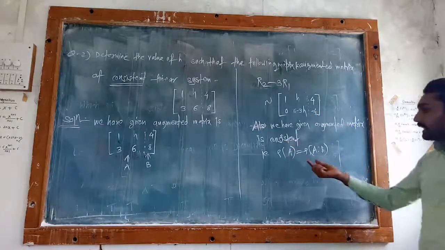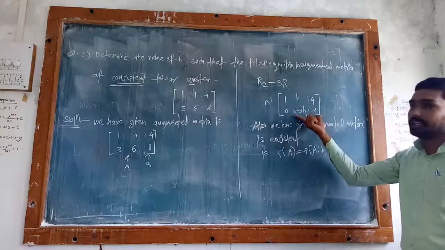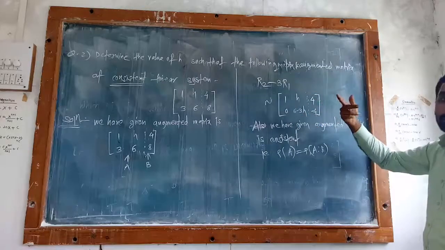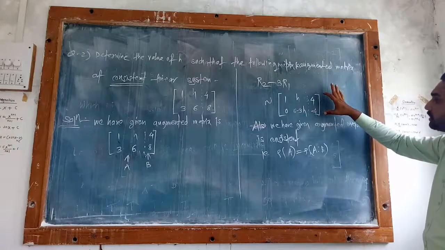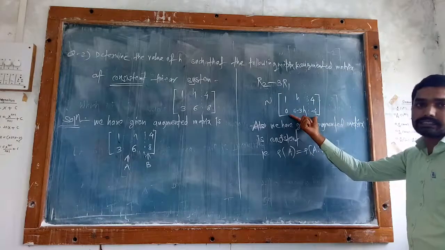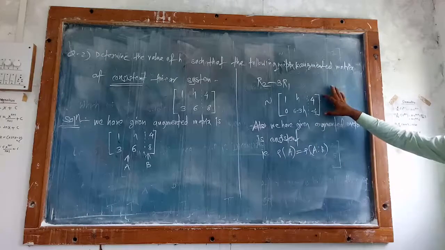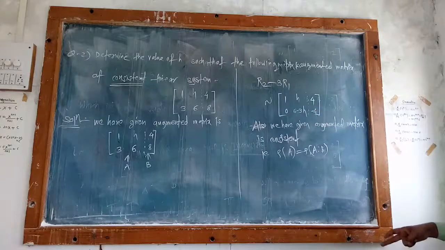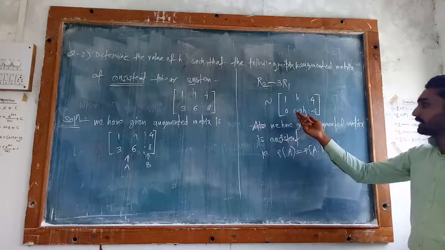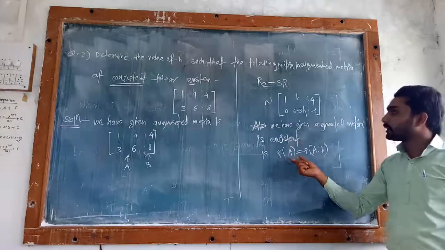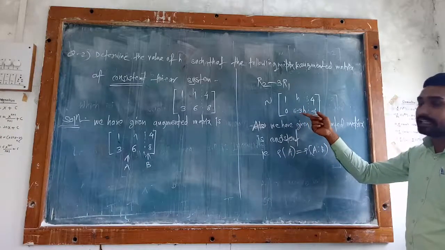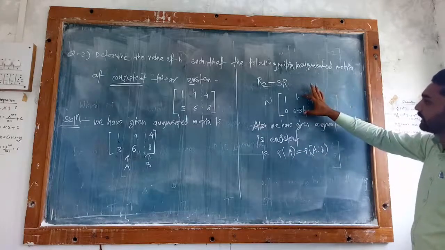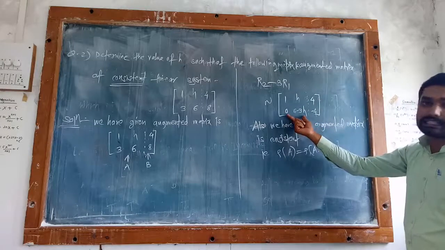This is possible if the rank of A and the rank of AB are both equal. The rank means the number of non-zero rows. Here there are 2 non-zero rows, the first row and the second row, so the rank of AB is 2. For the coefficient matrix A to also have rank 2, the last entry must be non-zero.